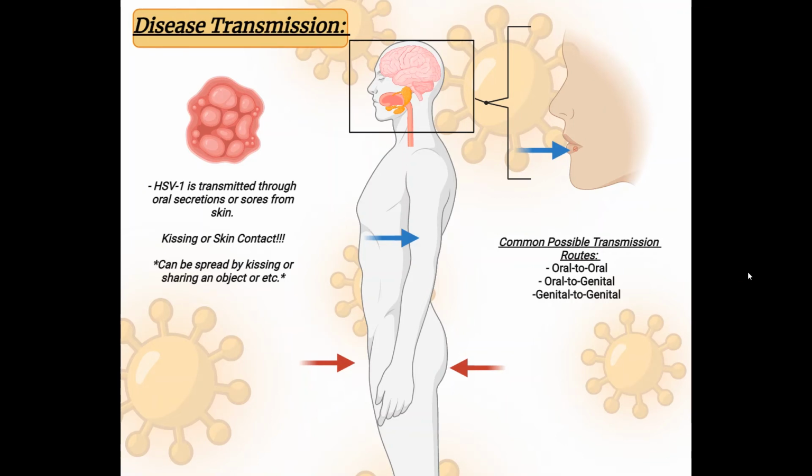For disease transmission, the herpes simplex virus 1 and 2 will be discussed on this slide. The blue arrows indicate the herpes simplex virus 1's common transmission routes, and the red arrows represent the herpes simplex virus 2 routes. The herpes simplex virus 1 is often transmitted through oral secretions or sores from skin, so this means kissing or skin contact. It could be spread by kissing or sharing an object, etc. The common possible routes for the herpes simplex viruses 1 and 2 are oral to oral, oral to genital, or genital to genital.